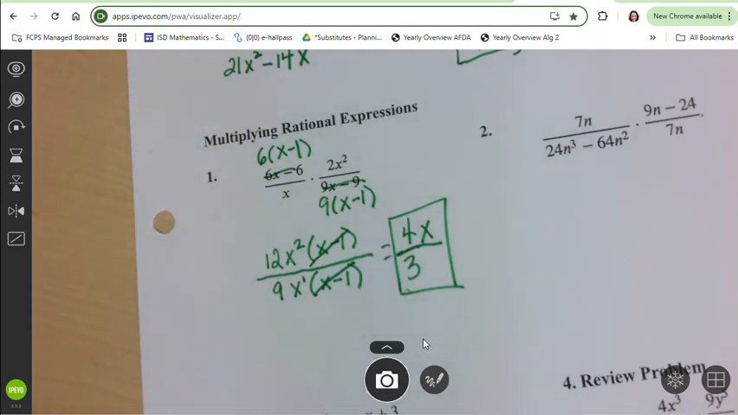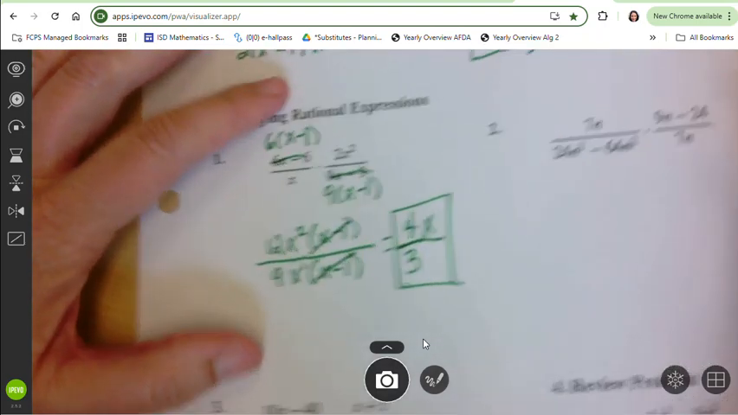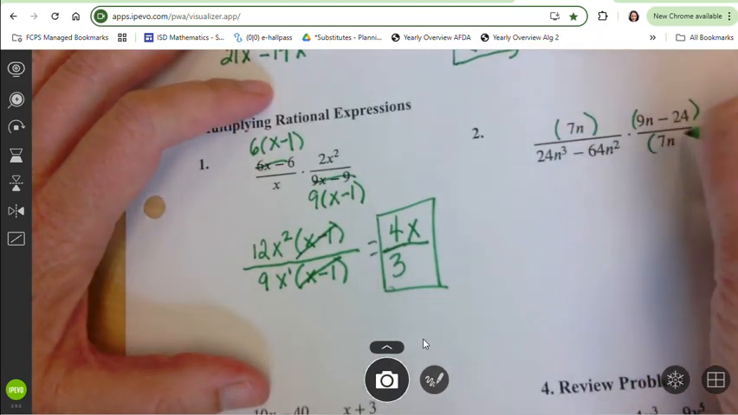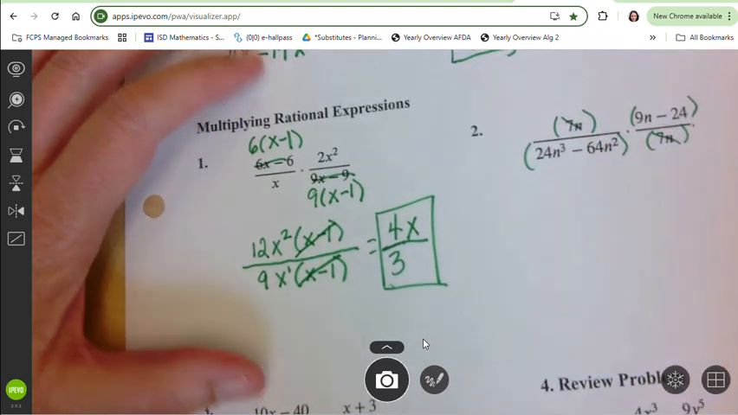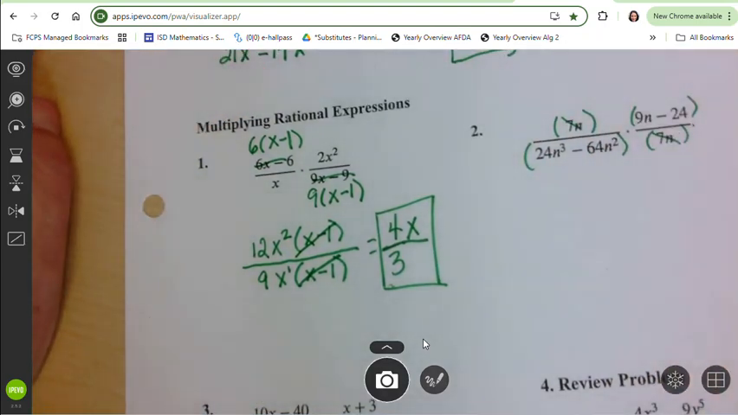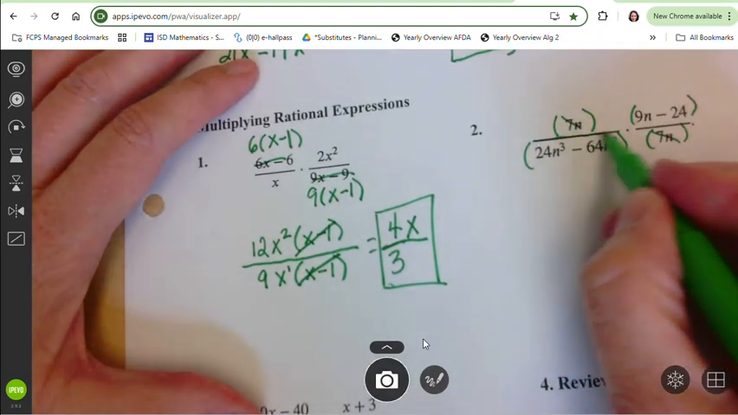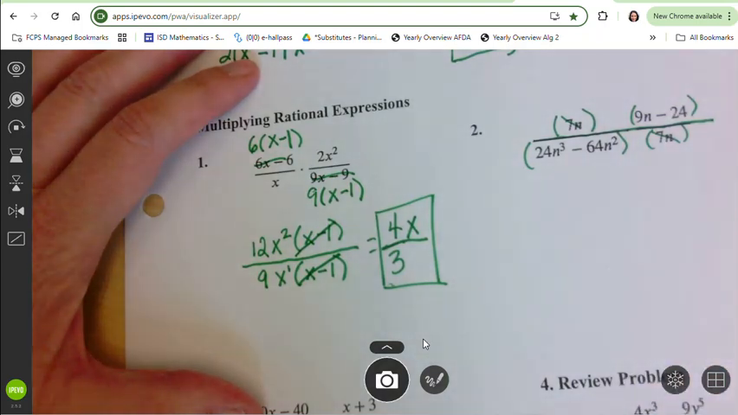So in problem 2, I can actually already see that the 7 n's are going to cancel out, and I can actually cancel them at this point if I want to. You could wait and cancel them later, that'd be fine, but you can cancel them at that point. When two fractions are being multiplied, it really is like you have one big happy fraction there. So you can make that one fraction.